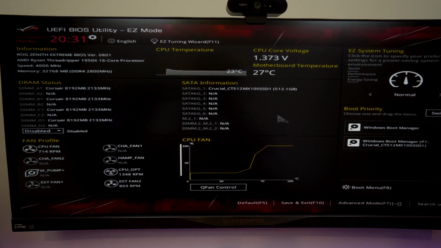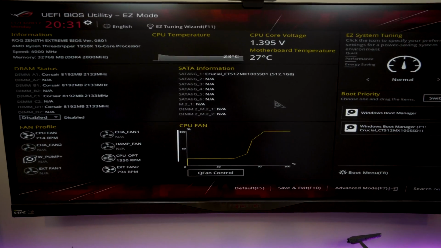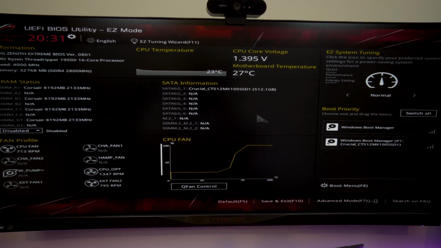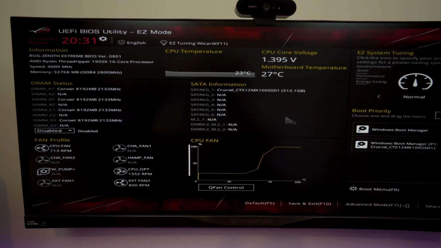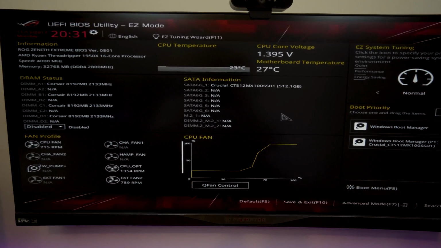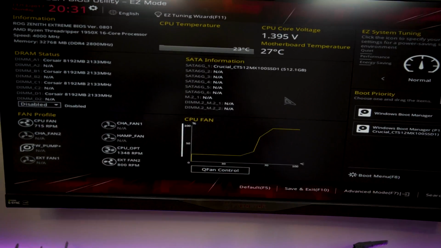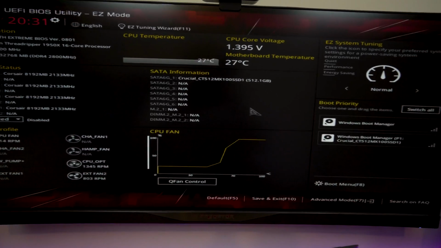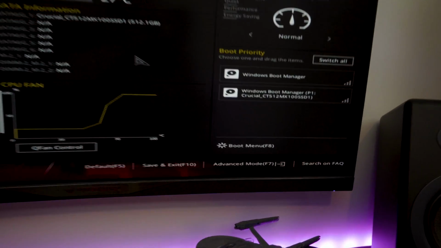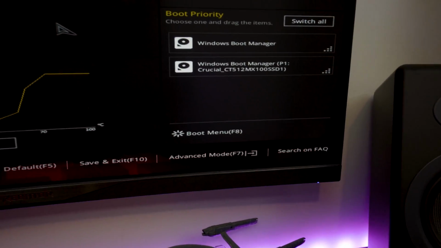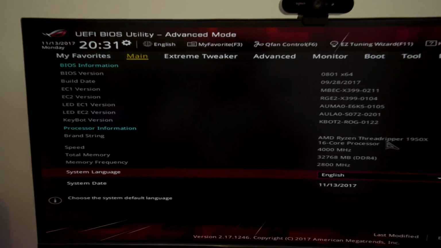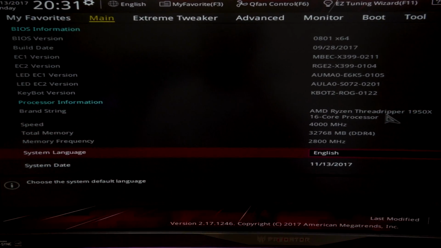When you first get into BIOS, which you'll do by rapidly and ferociously tapping delete while your system is starting to boot up, for the Zenith board, you're going to get a screen that looks like this. Now this is the easy mode, and you're going to want to get yourself into the advanced mode, which you're going to do by clicking down on the button down here. That is then going to give us quite a bit more options in terms of our overclock.